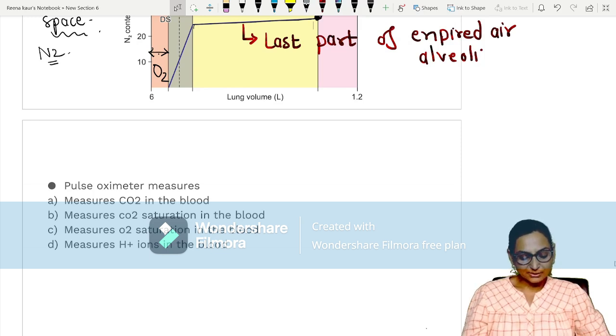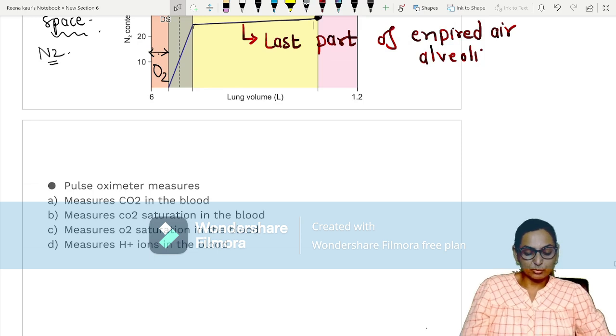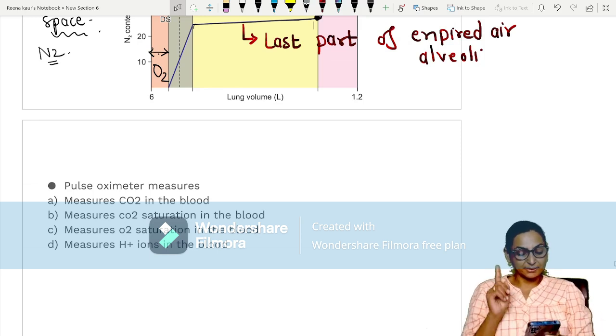Anybody would like to answer? Yes, very good. Muskan has given the first correct answer. No, Basil has given. Basil, Akansha, and Muskan. Very good. It's oxygen saturation. Very good, Basil. Okay, oxygen saturation. ठीक है?